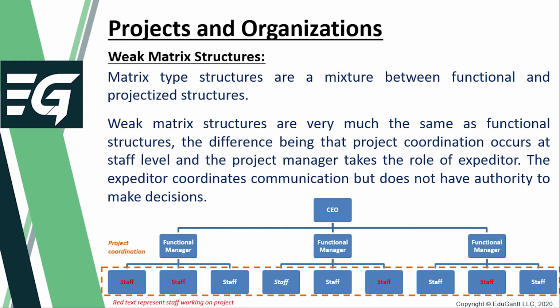Now, the expediter coordinates communication but does not have authority to make decisions. In other words, the project manager's authority is very limited. He still has to go through functional managers in order to get approvals for any cost changes or the like. So the only difference really between a functional structure and a weak matrix structure is that project coordination is done at the staff level.